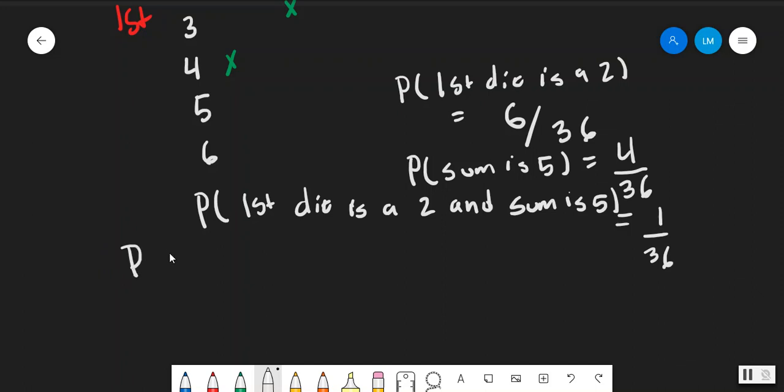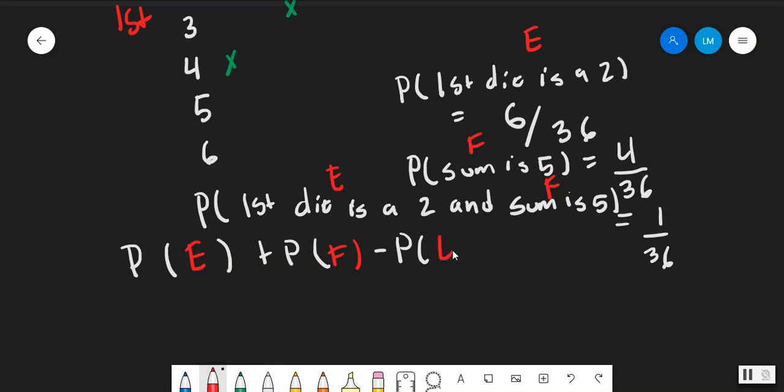So according to the union rule, I just need to take the probabilities respectively. Since I don't want to write this all over again, I'm just going to label this as E and this as F. That way I can just put E intersect F. What you'll find is that most mathematicians try to find shortcuts. So probability of F, and I'll just leave that, minus the probability of E and F.